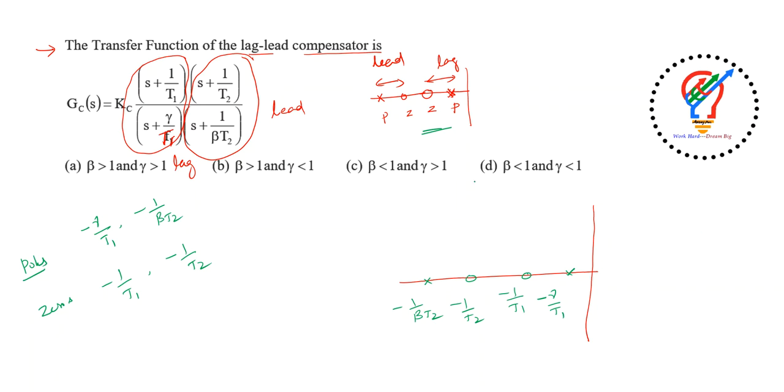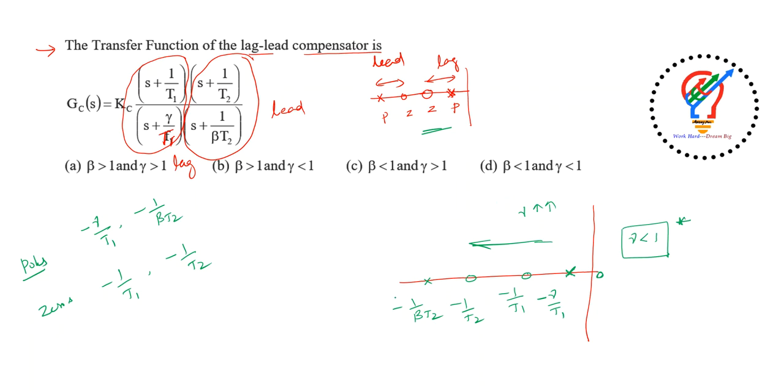Now choose different values here. If the pole should be nearer to the origin, what about the gamma value? Gamma should be less than 1, so that it will be nearer. Suppose gamma is greater than 1, it will move towards the left, and that is not the criteria. So gamma should be less than 1. This is one condition satisfied.